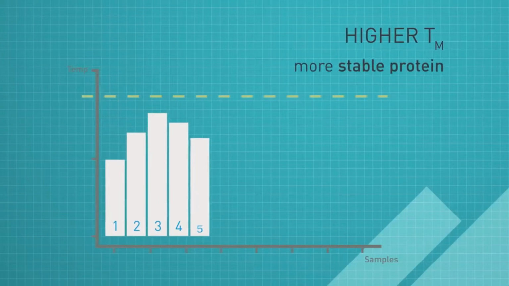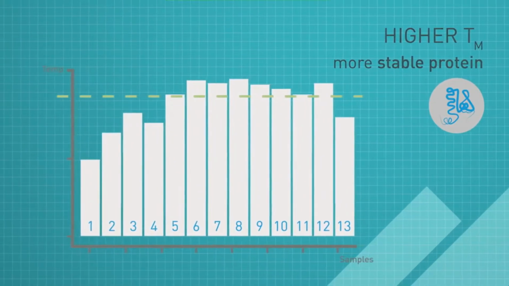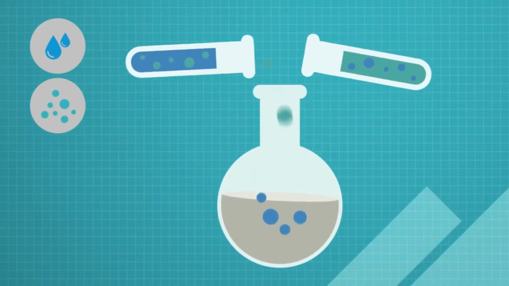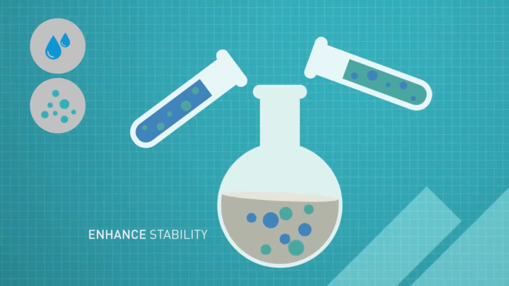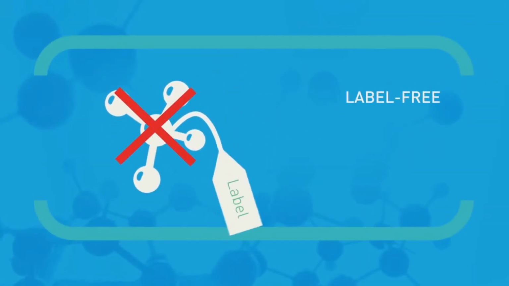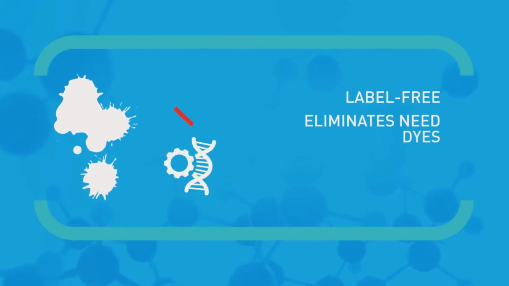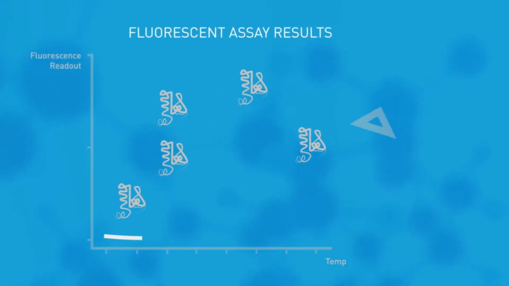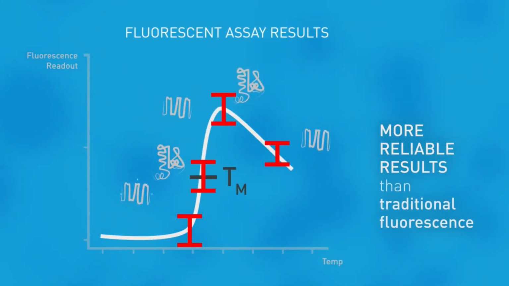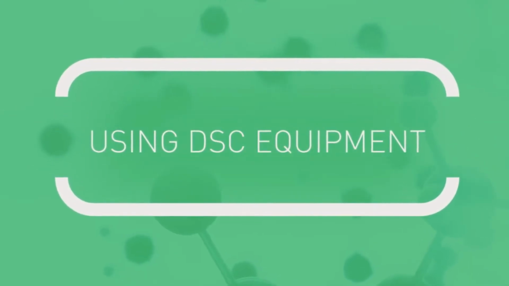The higher the TM, the more stable the protein is, which is why TM screening is universally used to select the most stable engineered protein, as well as the buffers and additives which can further stabilize it. Reliability of technique. DSC is label-free, using only native molecules. This eliminates the need for added dyes or chemical modifications, producing more reliable results than traditional fluorescence assays, which frequently introduce unwanted artifacts.